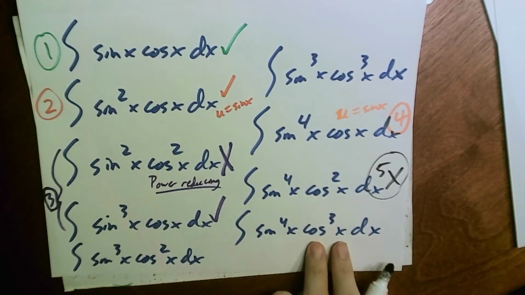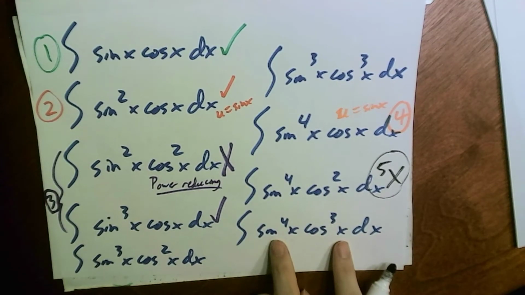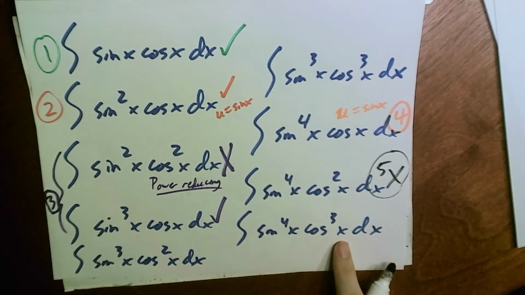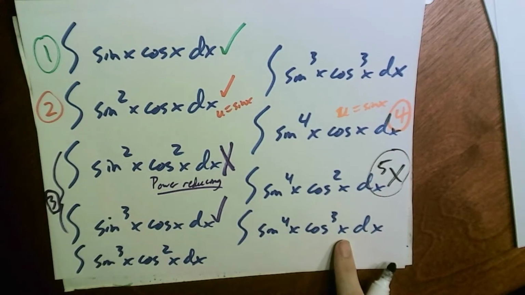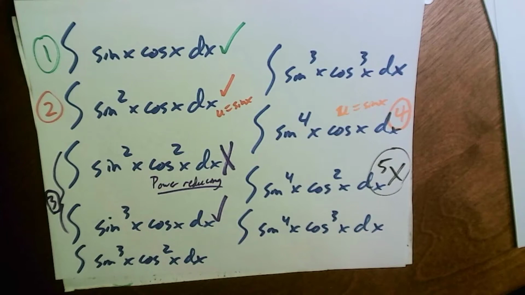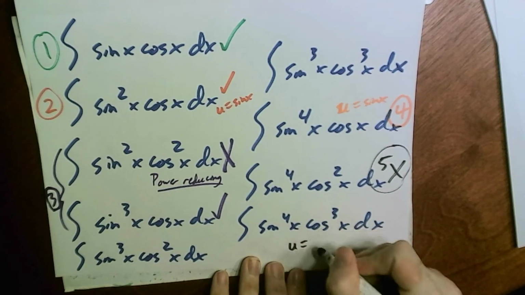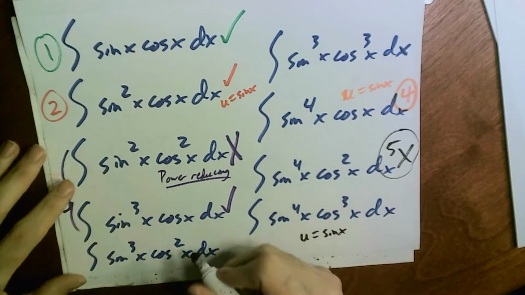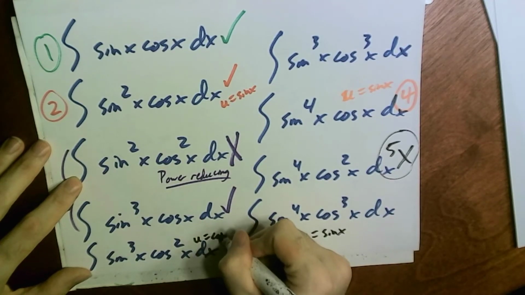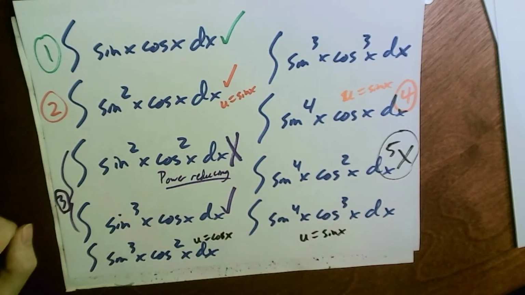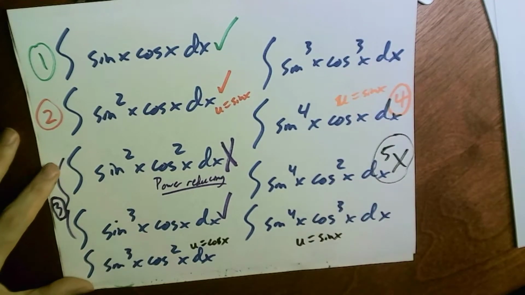If I sub u equals cosine, I'd use one of my sines. I'd be left with 3 of them. I don't like that though, right? So we do have here that I really should sub for sine in this case. I really should sub for cosine in this case. And here it doesn't matter either way.